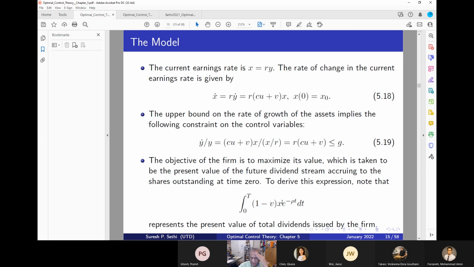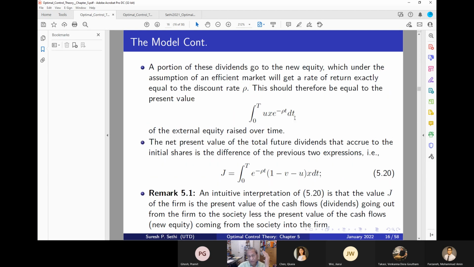So this is understood. This is a little bit more complicated. This is using an efficient market, which says that in an efficient market, the new people cannot earn any more than rho. Because if they're earning more than rho, the price of the share will change so that they will earn only that much.